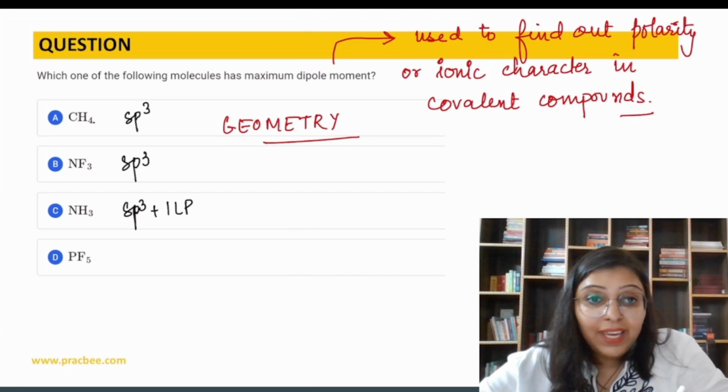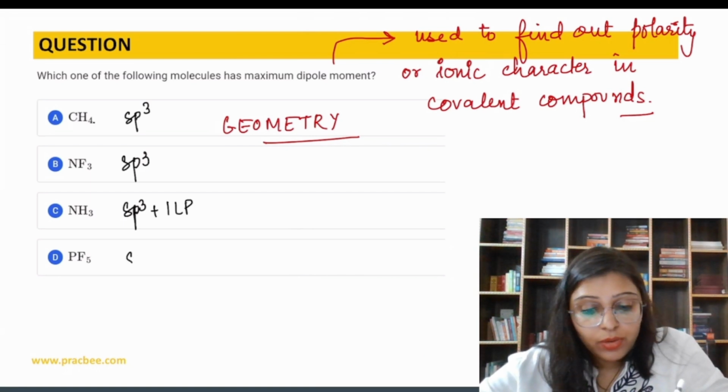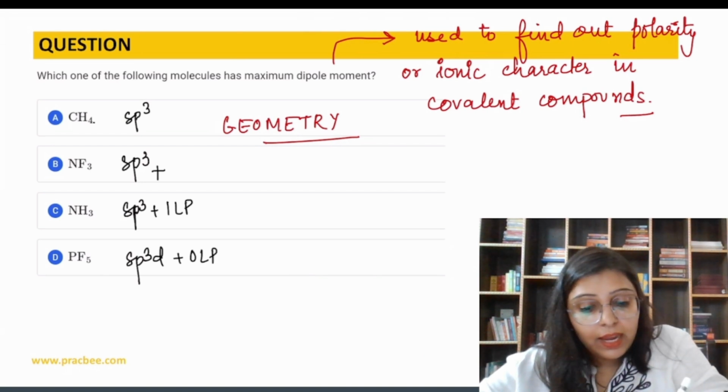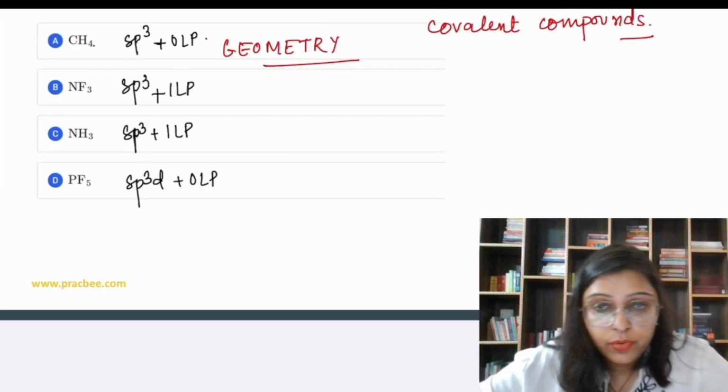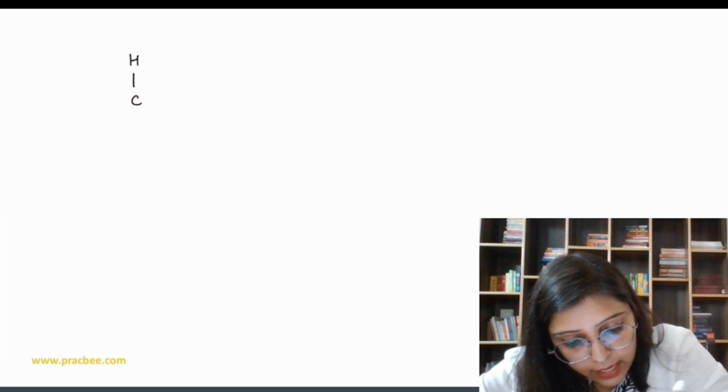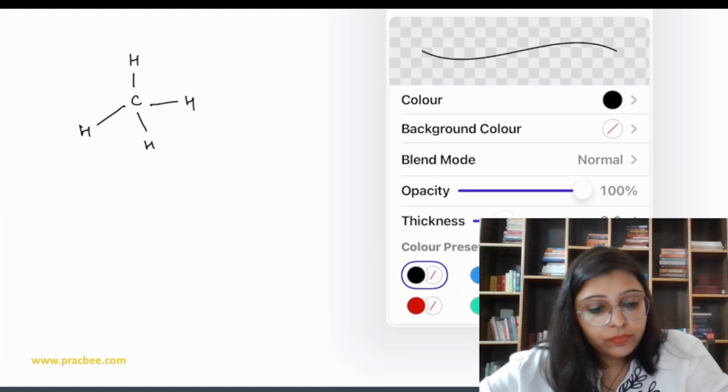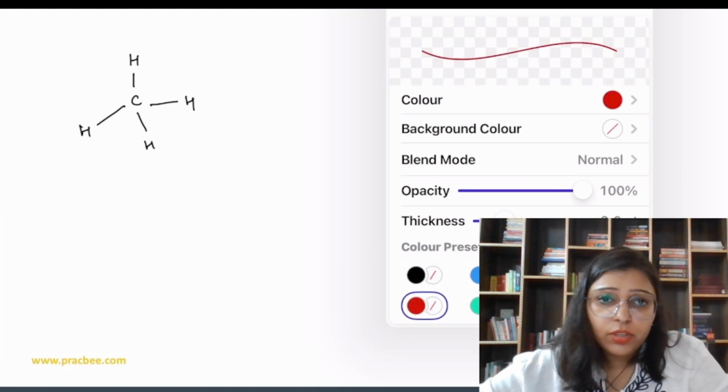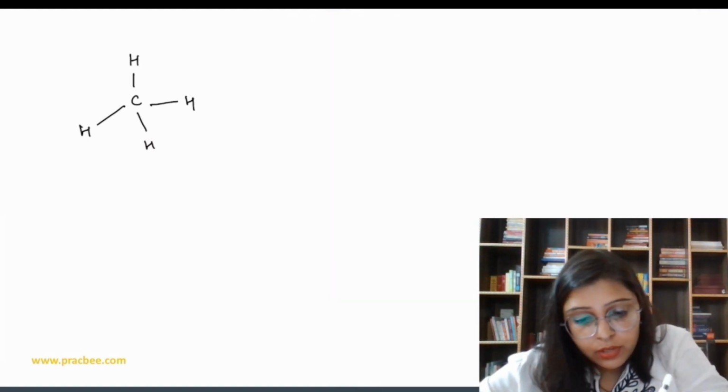And this is what? PF5. 5 plus 5, 10. So sp3d plus 0 lone pair. In NF3 also 1 lone pair. sp3 0 lone pair. So now let's find out for CH4. So CH4 is this H, H, H, H. So see, out of carbon and hydrogen, carbon is more electronegative. So dipole is towards carbon.